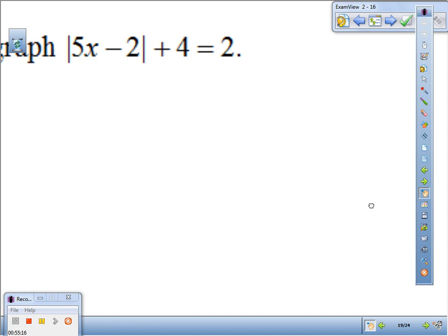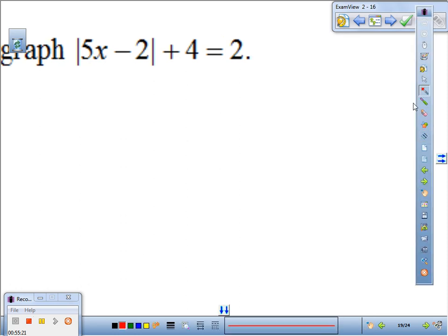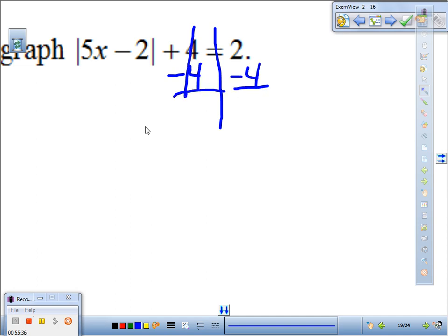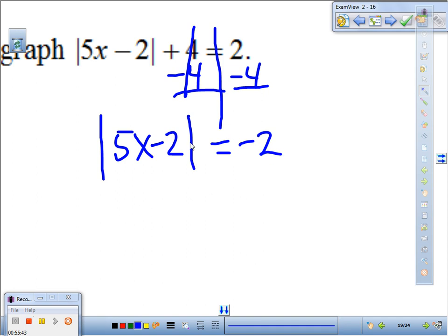Once again, guys, when you get to these with absolute values, draw a line down your equal sign so you can focus and leave the absolute value by itself. Okay? Here it goes. Line down the equal sign. Here's the absolute value. What's next to the absolute value? Plus 4. So what do? Minus 4 minus 4. Absolute value of 5x minus 2 equals negative 2. Question, is the absolute value by itself?